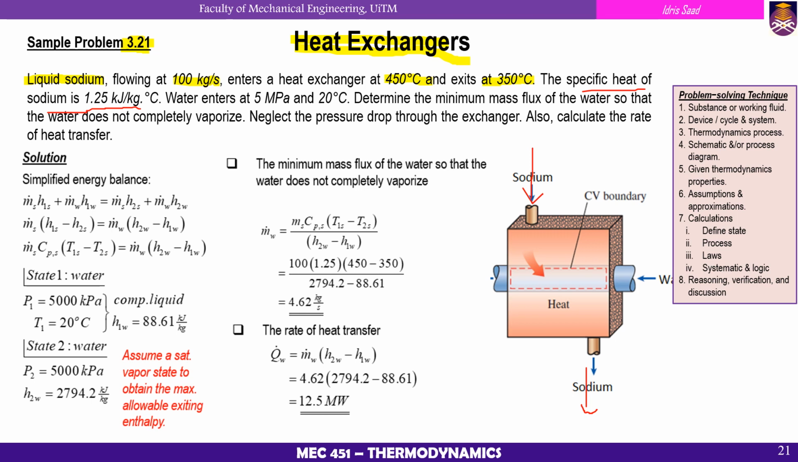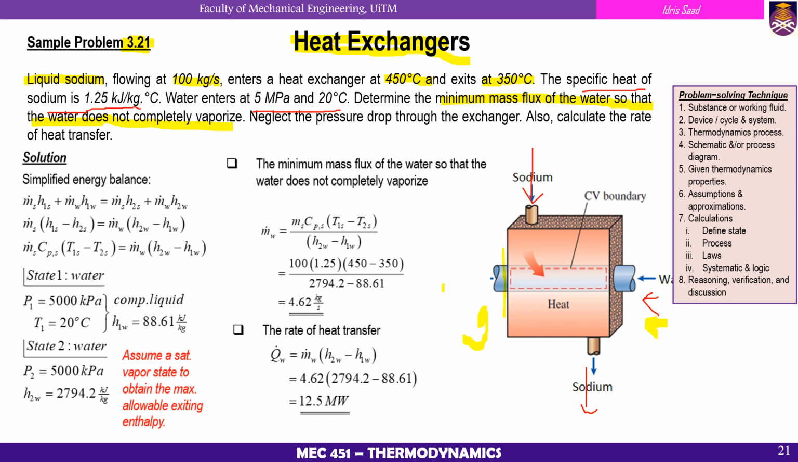The question says the specific heat of the sodium is 1.25 kilojoules per kilogram degree Celsius. Water enters at 5 megapascals and 20 degrees Celsius. So the water enters here. The question asks to calculate the minimum mass flux of the water so that the water does not completely vaporize. What we don't want is for it to be completely vaporized, which is at state G.